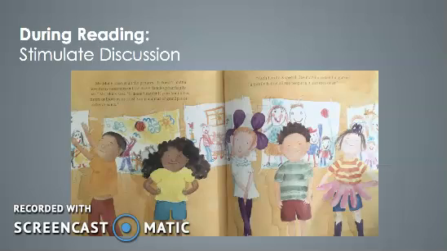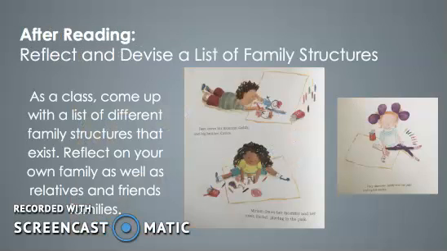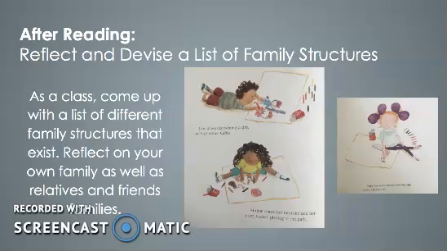And when Miss Molly explains that each family is special, the most important thing about a family is that all the people in it love one another, ask the students if they agree with this, and why or why not. As a class, come up with a list of different family structures. Have the students reflect on their own family structure, their relatives' families, friends' families, or even families they've seen at school. Encourage the students to include family structures from the book and to also come up with other ones not mentioned in the book.